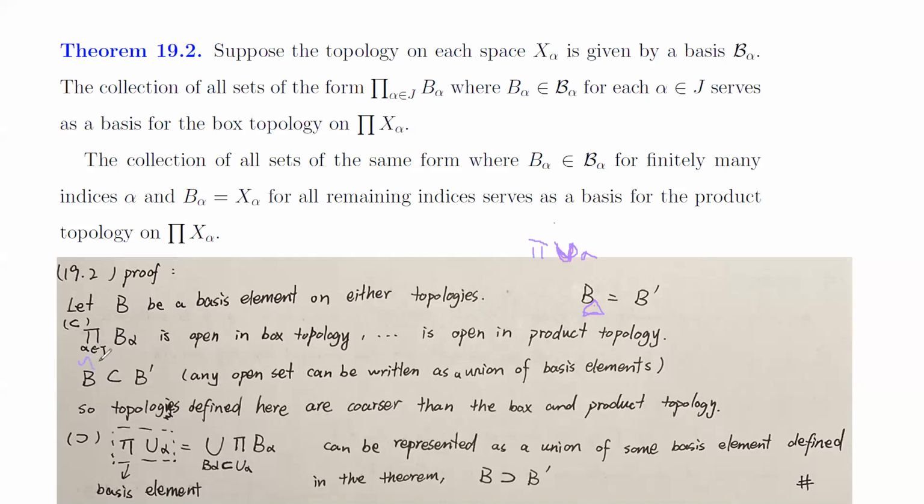Because B alpha itself is an open set. It's an open set because B alpha is a basis. So this product is also open in the box topology and the product topology. So this B is contained in B prime, because we can define B prime as the union of B, because B is a basis, right? And this is an open set. An open set can be written as the union of some basis, right?